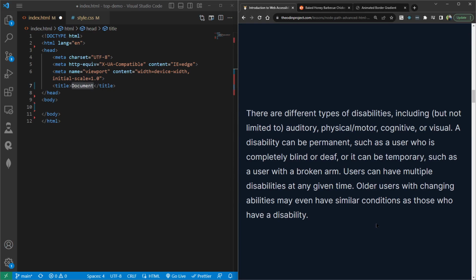Disability can be permanent, such as a user who is completely blind or deaf, or it can be temporary, such as a user with a broken arm. Users can have multiple disabilities at any given time. Older users with changing abilities may even have similar conditions as those who have a disability.